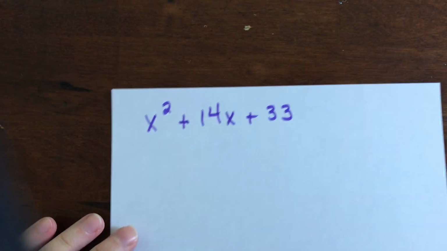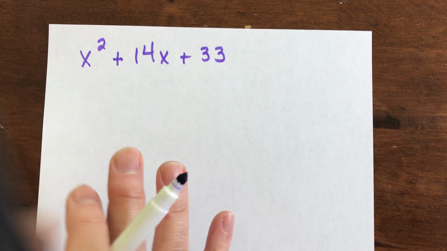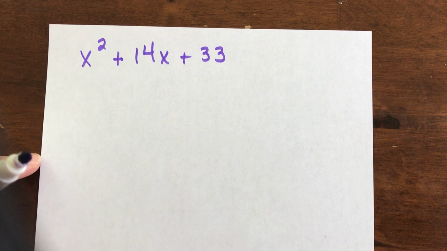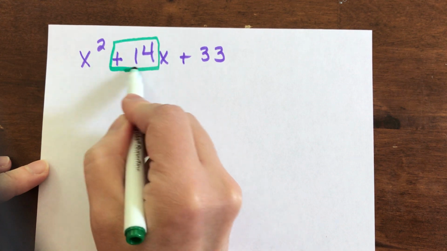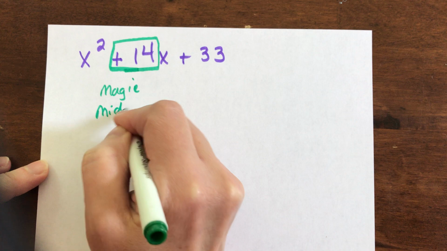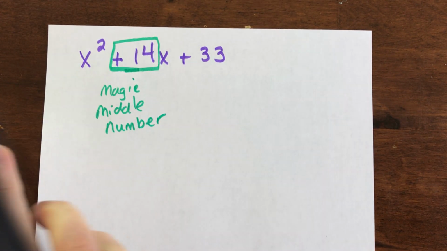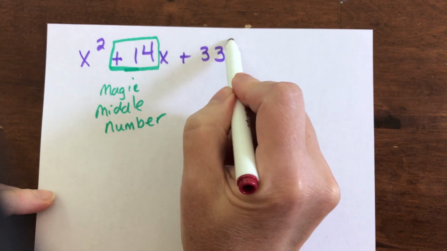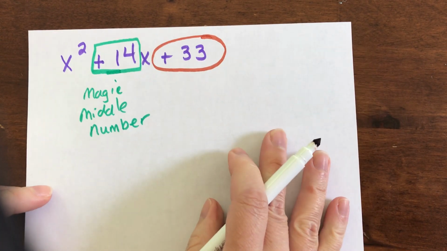So let's look at the first example of factoring a trinomial. If I have x squared plus 14x plus 33, there are a couple things that I want you to pay attention to. First thing I'm going to introduce you to is right here. This is what I call the magic middle number. This back number right here is what we are going to work with in finding factors.